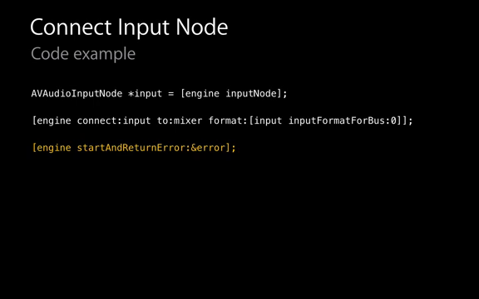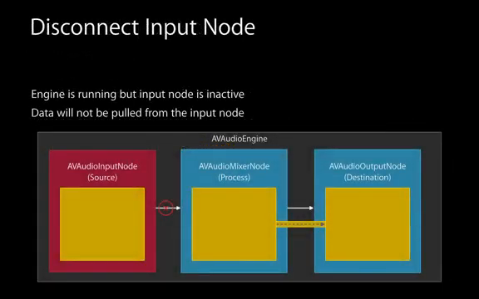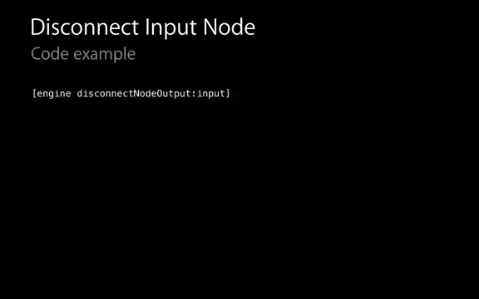So like I was saying earlier, if you have an input node that's being pulled, and you don't want to receive data anymore from the input node, what do you do? Just disconnect the input node. So the input node will no longer be in an active chain, and it won't be pulled for data. In order to do that, it's just one line of code. Using the engine, you disconnect node output of the input node.